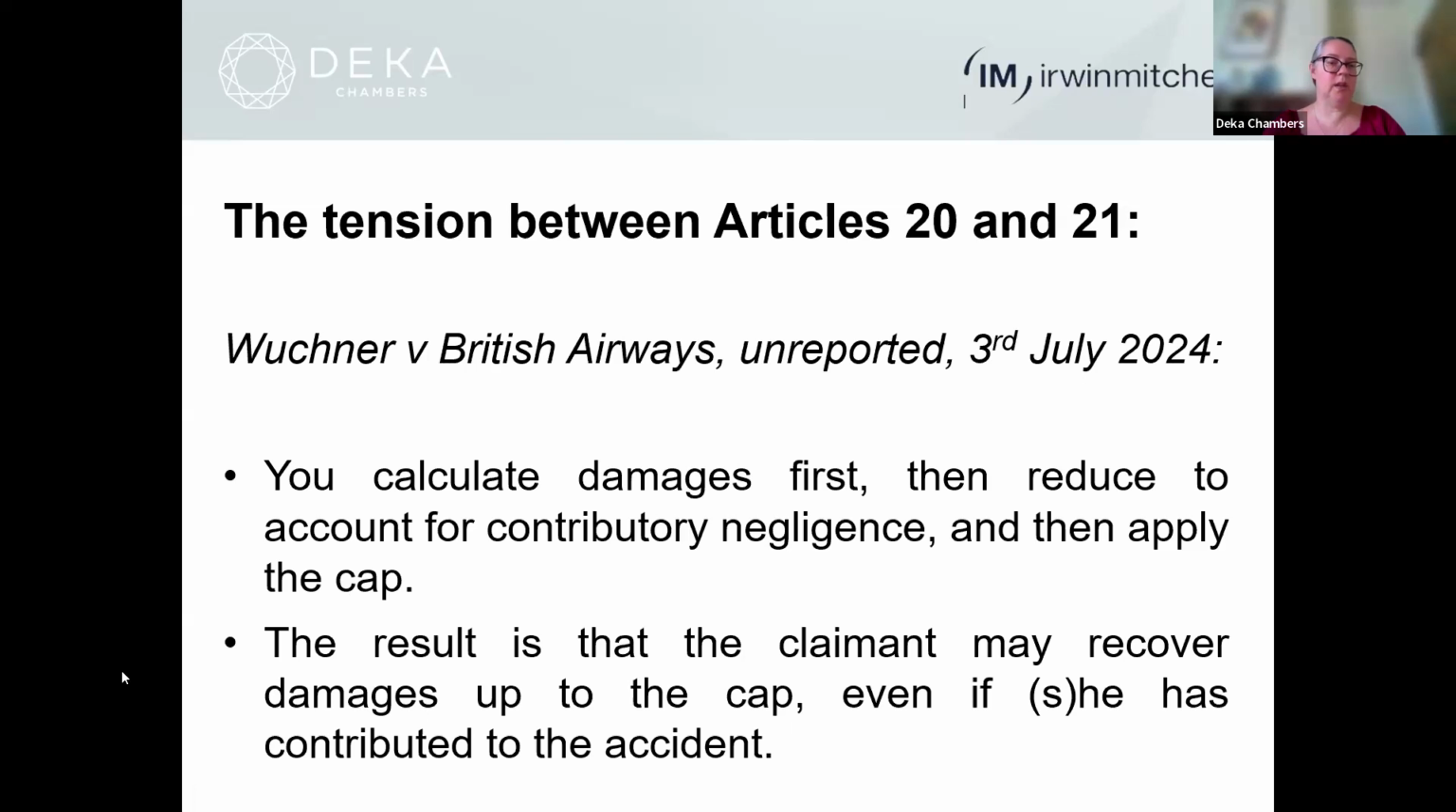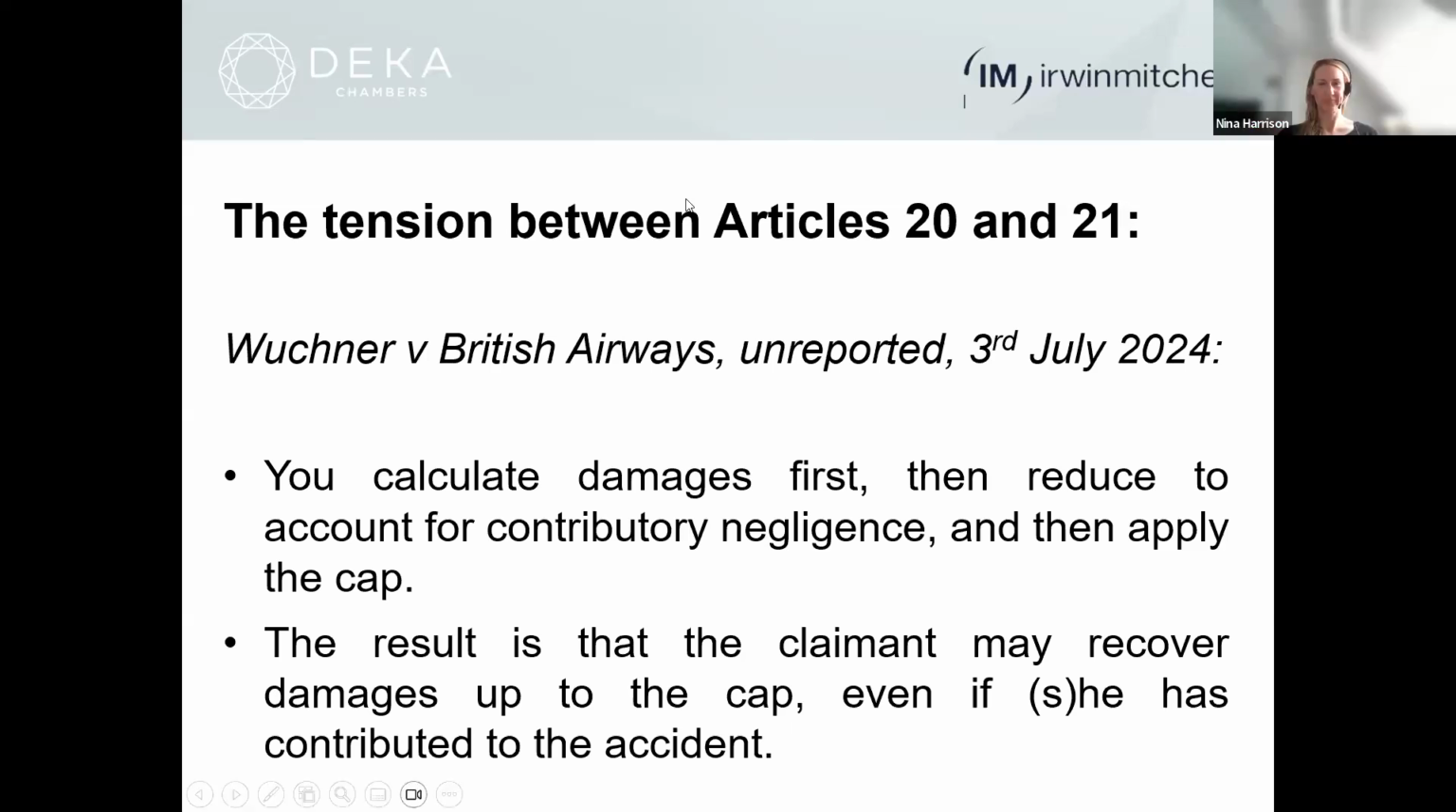Yeah, and that can be quite important. The defendant in Wuchner was arguing that you applied the cap first and then contributory negligence. So you would say, okay, we're liable up to £120,000, let's say, and the claimant's been 50% contributory negligent, and therefore we're only liable for £60,000. And that argument was rejected. So we know that Mr. Wuchner is going to recover at least up to £120,000, and then whatever more there may be, and then with the reduction, I think it was 20, 30% for contributory negligence the judge found in Wuchner. 20. Yeah. 20. Oh, good. So that's the answer to that.